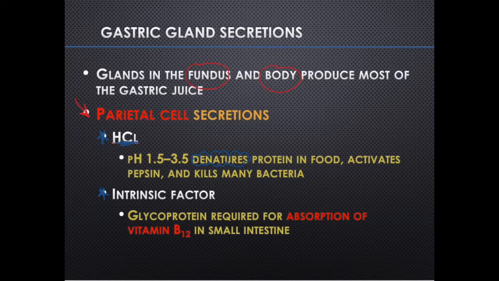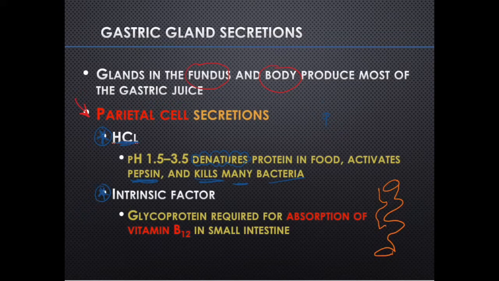Another thing is that it activates the pepsinogen into pepsin. And the third major function here of the hydrochloric acid released by the parietal cells is that it kills the bacteria that we're going to be ingesting. Another thing that will be produced by the parietal cells is going to be the intrinsic factor. And the intrinsic factor is a glycoprotein that is required for you to be able to absorb vitamin B12 from the small intestine.